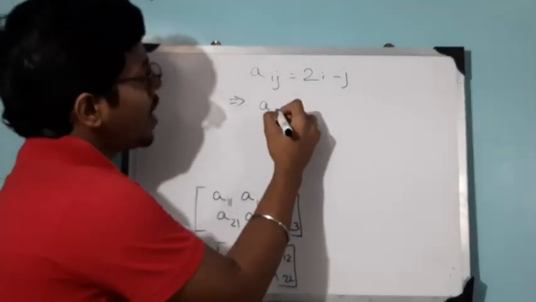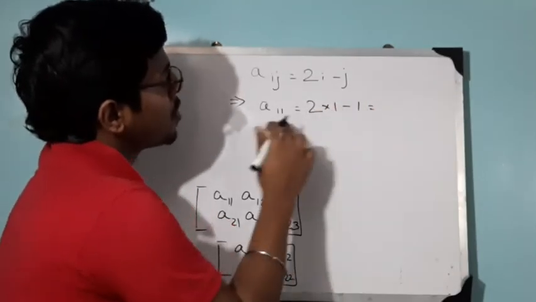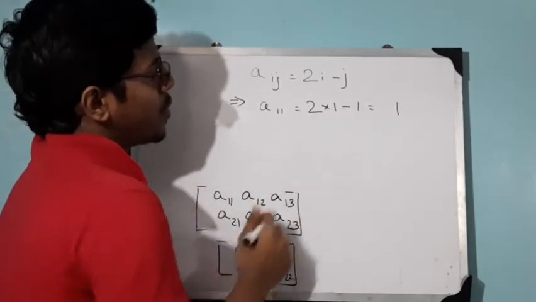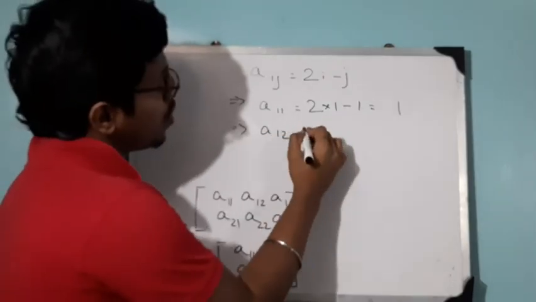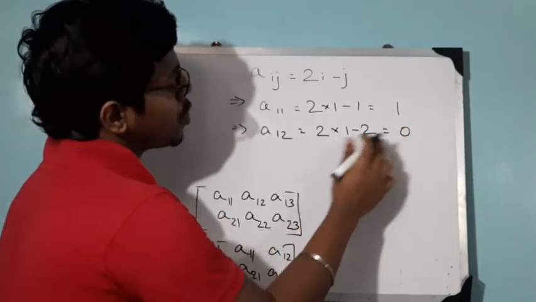So first A 1 1 equal to 2 into 1 minus 1. You have to substitute i and j's value. So it will be 2 minus 1, 1. Now A 1 2, 2 into 1 minus 2 equal to 0. 2 minus 2, 0.